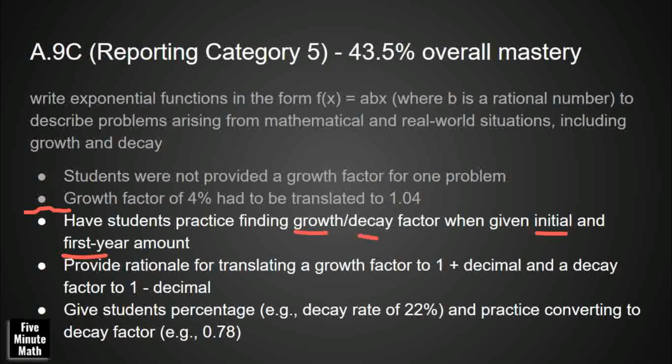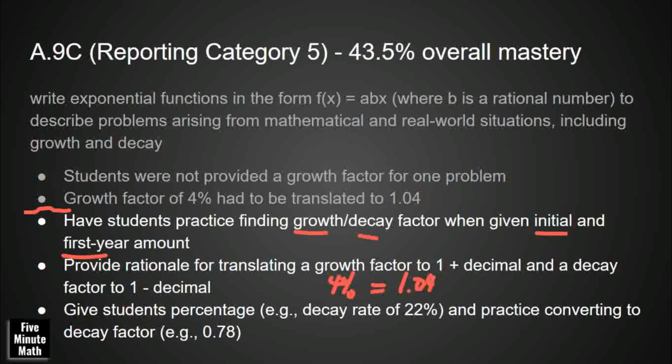And then, once again, we need to provide that rationale for translating a growth factor into 1 plus the decimal and a decay factor of 1 minus the decimal. Why does a 4% growth equal 1.04? Why can't it just equal 4? Or why can't it equal 0.04 if I want to turn that into a decimal? That's what students need a little bit more understanding of and why it works.